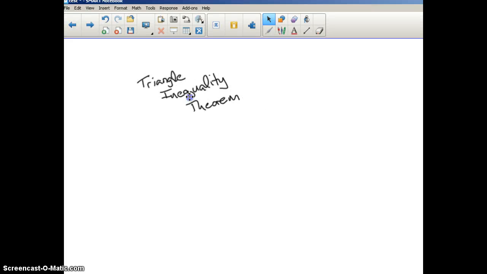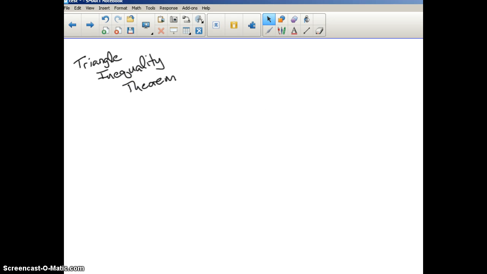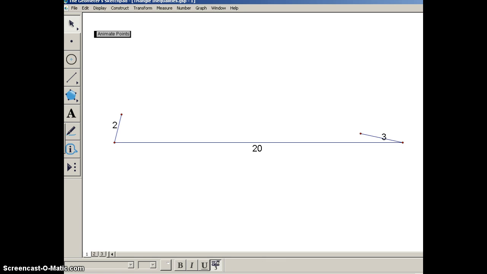So today's notes are going to be about the triangle inequality theorem. Let's take a look at this theorem visually before we even write down what it means. The triangle inequality theorem basically says that the two shorter sides of the triangle have to be longer than the third side when they're added together.